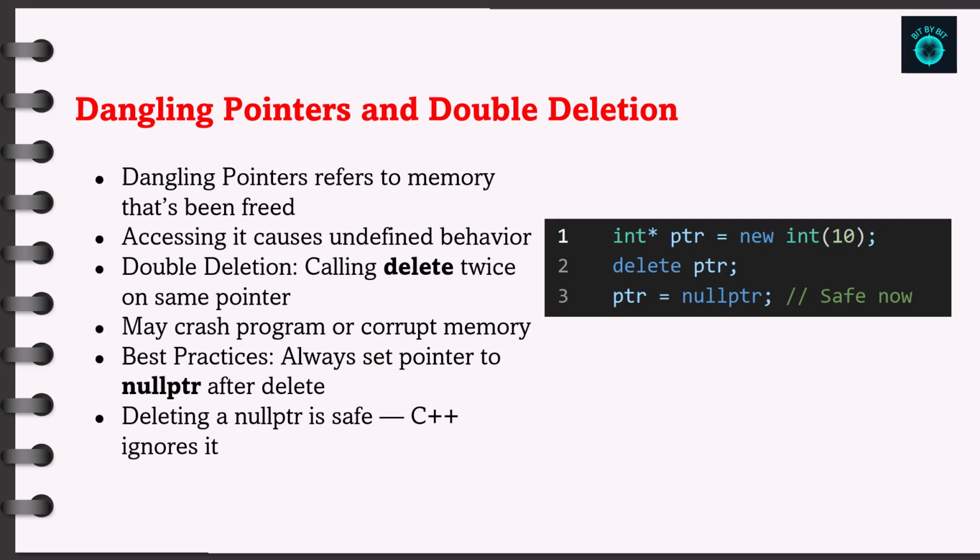Now, another issue is double deletion. This happens if you call delete on the same pointer more than once. Doing this can cause the program to crash or damage the memory management system inside your app. The best practice is simple. After calling delete, always set the pointer to nullptr. Trying to delete a null pointer is completely safe in C++. The program simply does nothing. So remember, delete, then set to nullptr, and never delete the same pointer twice.